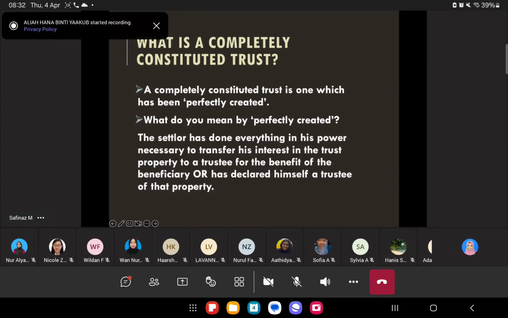Okay. Sekarang kita nak tengok, tadi saya dah explain proses, situasi semua. Sebenarnya sekarang ni kita akan tengok apa dia sebenarnya a completely constituted trust.